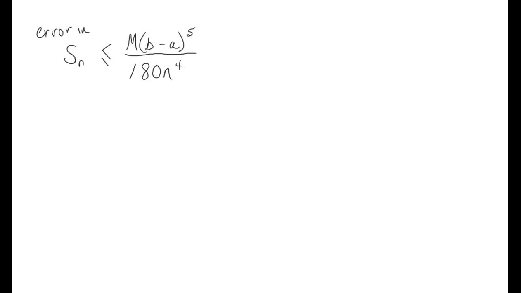So it's kind of a crazy thing. So m is the maximum value of the fourth derivative on the interval a to b. So we just have to get some sort of bound on that and then calculate the rest, because the rest of it we're going to be able to figure out.